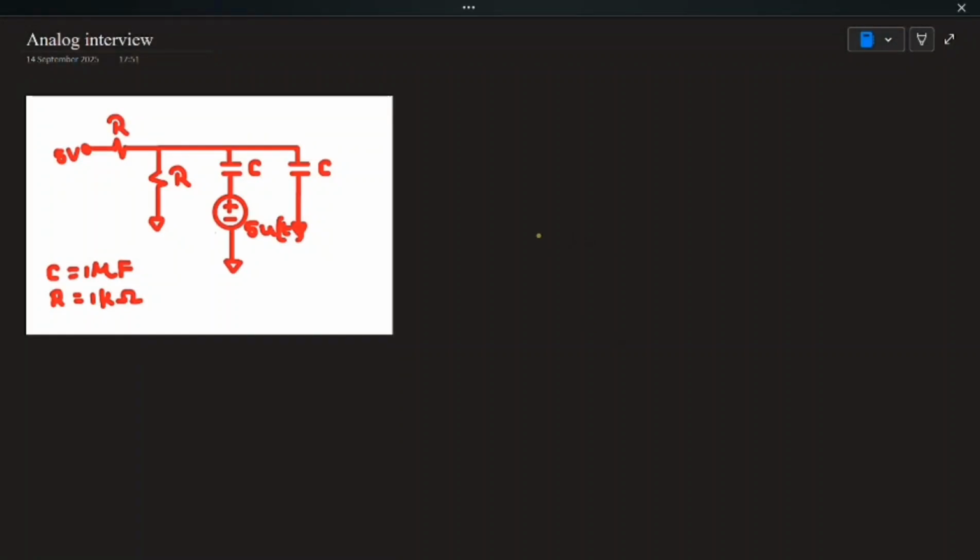Let us see an interesting question from an analog VLSI interview. This RC circuit is considered to be very important in terms of analog VLSI interviews. In this question, one 5-volt source is given as constant and another 5-volt source is given as a step. Step means at time t equal to 0 it is 0, and after that it will be 5 volts. This is what step means. So let's try to analyze this one.